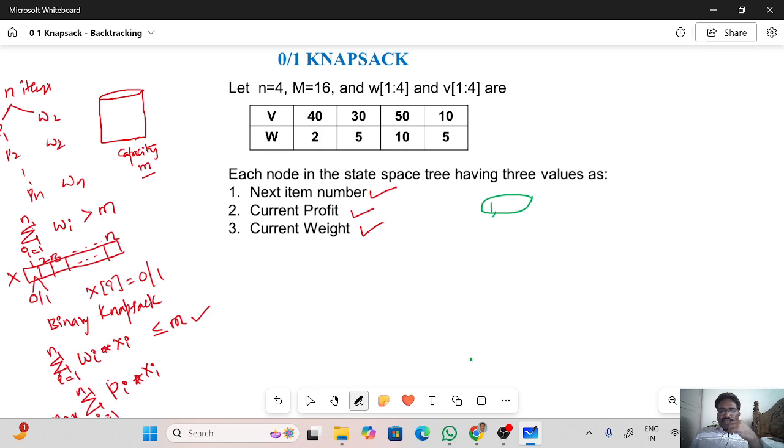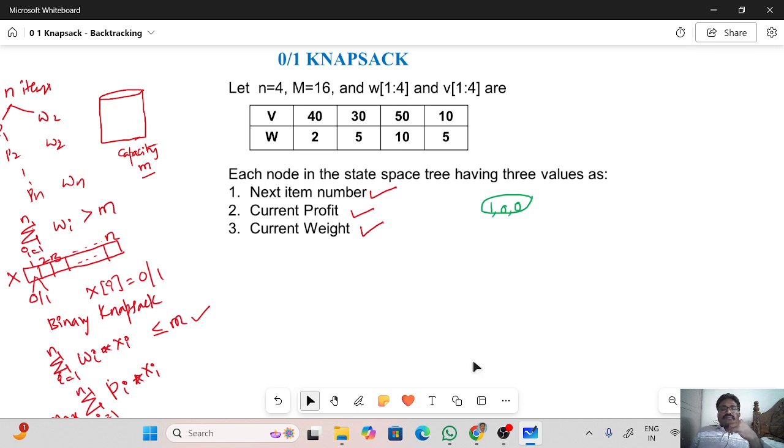So in the same way, initially there is no item. Next we are going to consider item 1 first. So that's why the next item number is 1. And as of now there is no item in the knapsack, that's why there is no profit, and also there is no weight in the knapsack. So that is the initial state.